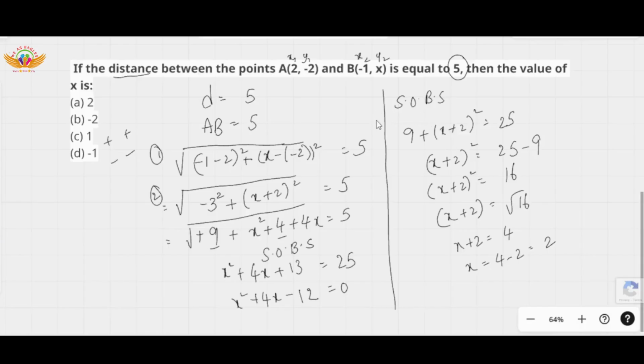So please choose this method, not this method. Be very smart. So how can you solve it in a very simple way? Think on that and solve the problem. So the answer is A.